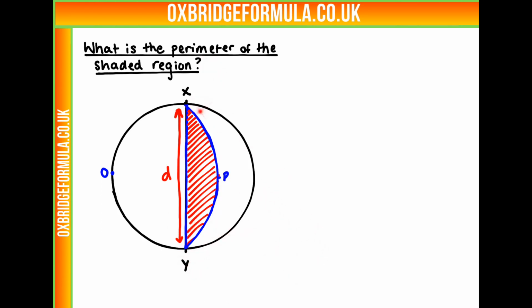So where are we going to start? Can we think of just a general equation we're going to need to work out this perimeter? Well, our perimeter is going to be our diameter here, D, plus our arc XPY. So that's what we're looking for. And we already know, well, we can say D is D. We need to work out what XPY is, preferably in terms of D. So how do we go about doing that?